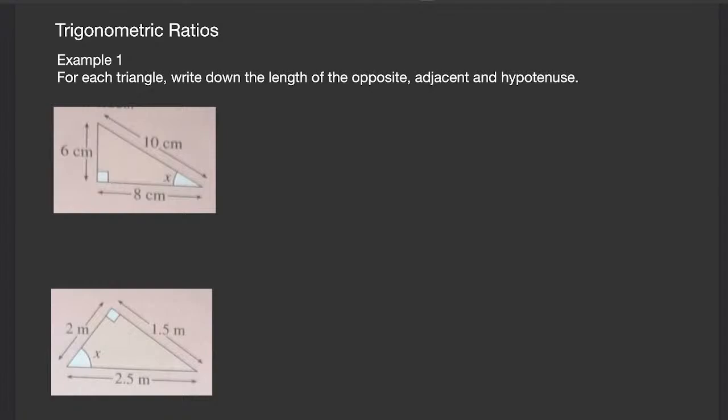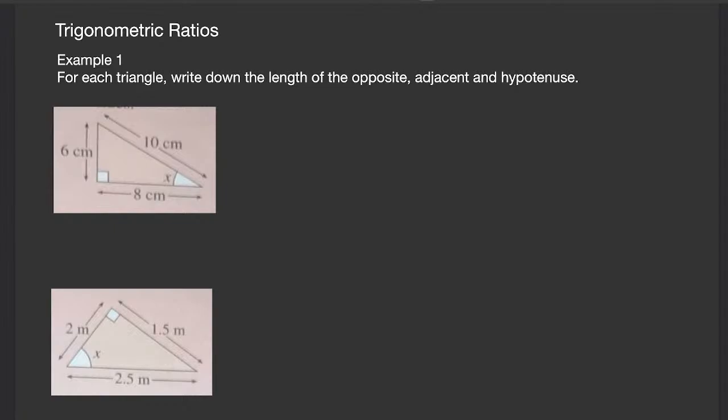All right, and welcome to this live tutorial for trigonometric ratios, and we're going to be jumping right in. So, example 1: for each triangle, write down the length of the opposite, adjacent, and hypotenuse. Well, for trigonometric ratios, we will be focusing mainly on right angle triangles. I have two examples here.